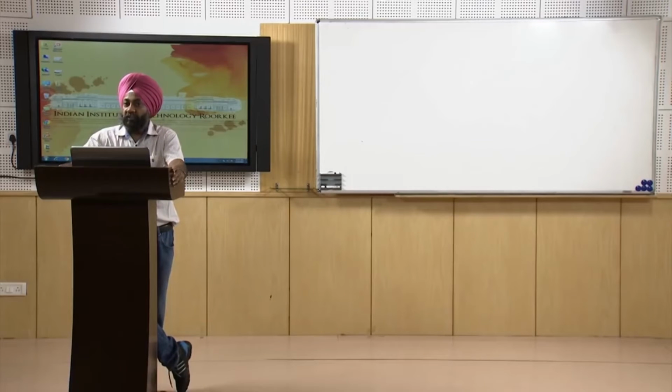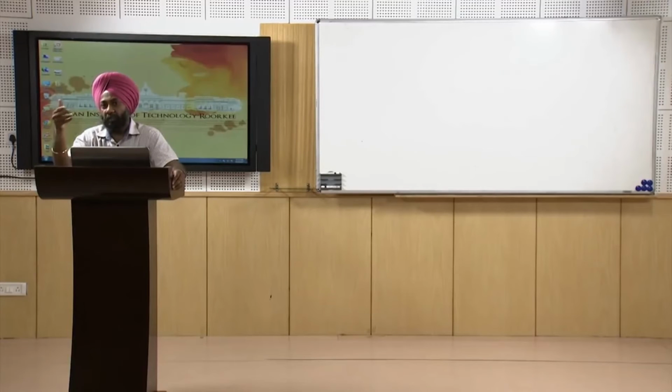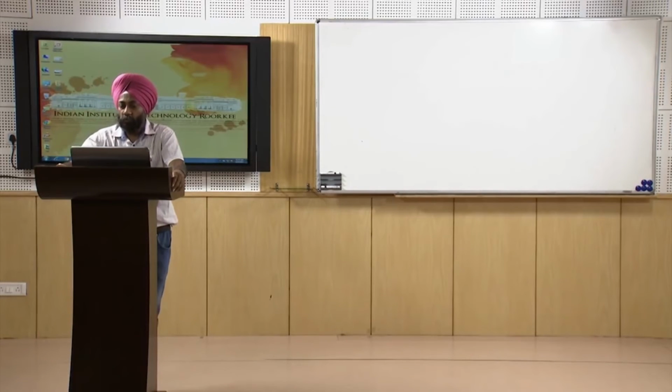One of the applications is absolutely clear to all of you, as we have seen in the diagrams also, the simulation also, or the animation. Different types of plastic products can be manufactured by this process, such as bottles in different shapes and sizes, as we have seen. You may be seeing a number of plastic bottles for different products coming, small size, large size, different geometries, and then there may be a place for a gripping mechanism also. So different shapes and sizes can be produced.